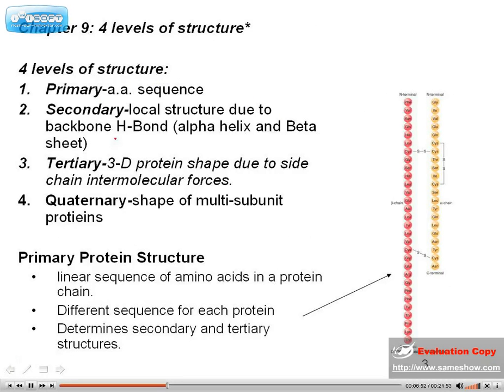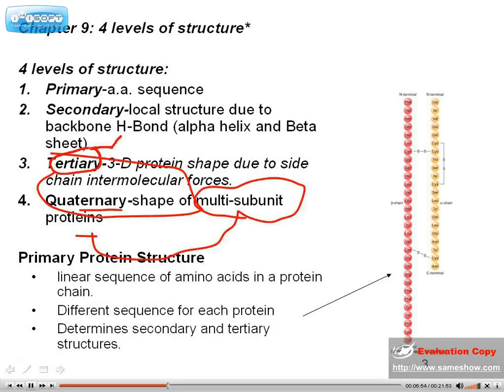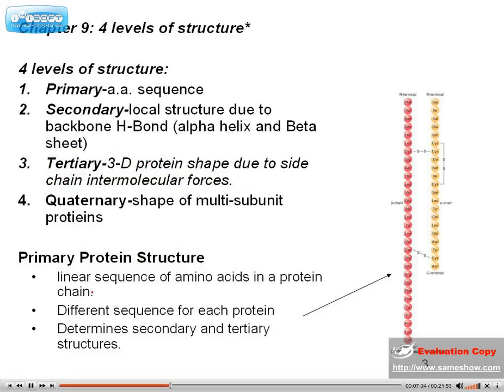Tertiary structure is when we're looking at an individual protein, and again, its overall shape is due to side chain intermolecular forces. A little bit messy, so again, side chain intermolecular forces. Both of their structures, tertiary or if it's a multi-subunit protein, again, side chain intermolecular forces. It's like I'm going to test you on it.